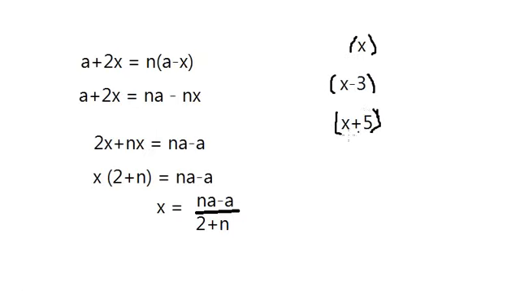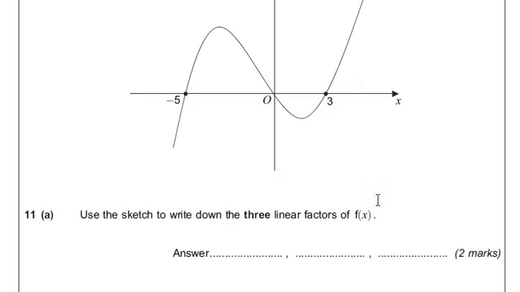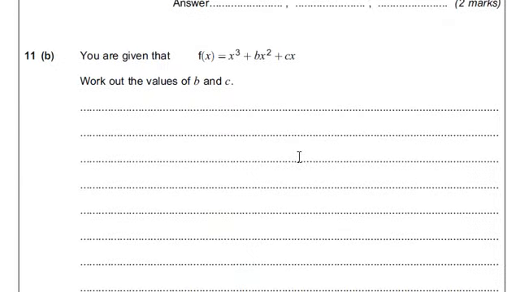Same goes for this one. At this point, x is negative 5, and adding 5 gives 0. So it again crosses the x axis, and this one is just the origin one, so it's quite straightforward.